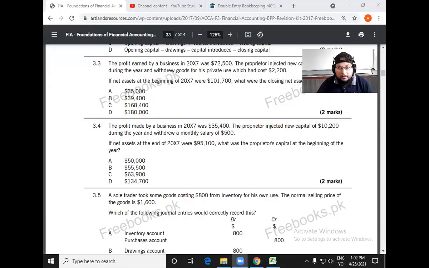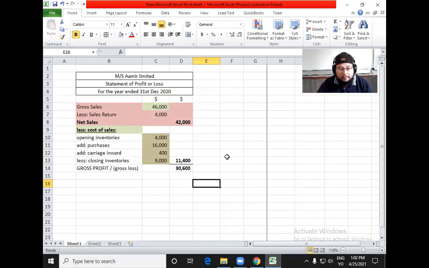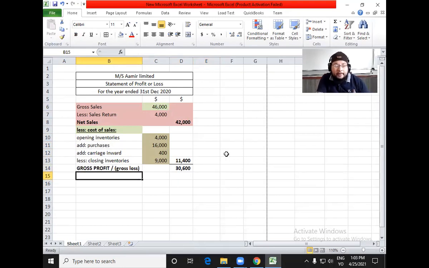Hi students, this is lecture number 2, and in this lecture we will discuss how we calculate the net profit. This is what we discussed in lecture number 1. This is the core area in the statement of profit or loss, and the main variables are net sales, then cost of sales and gross profit. You need to understand how to calculate the net sales.